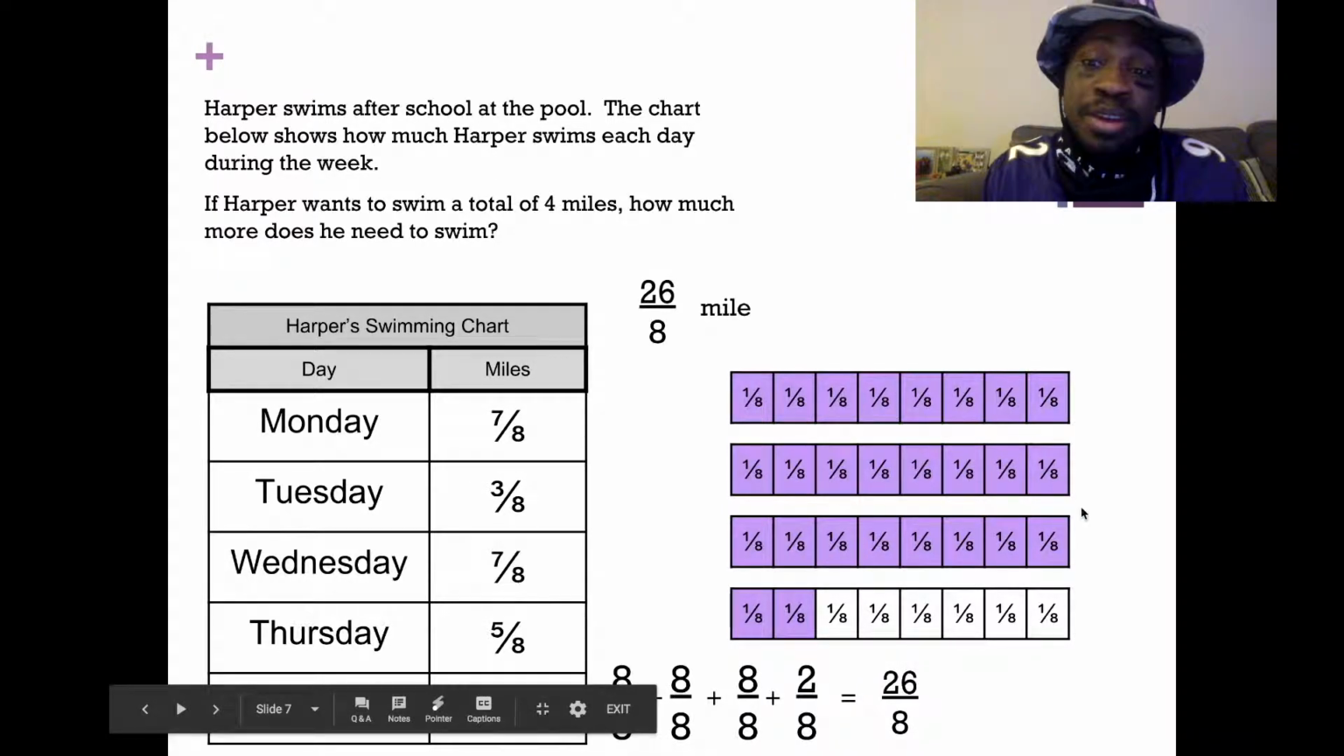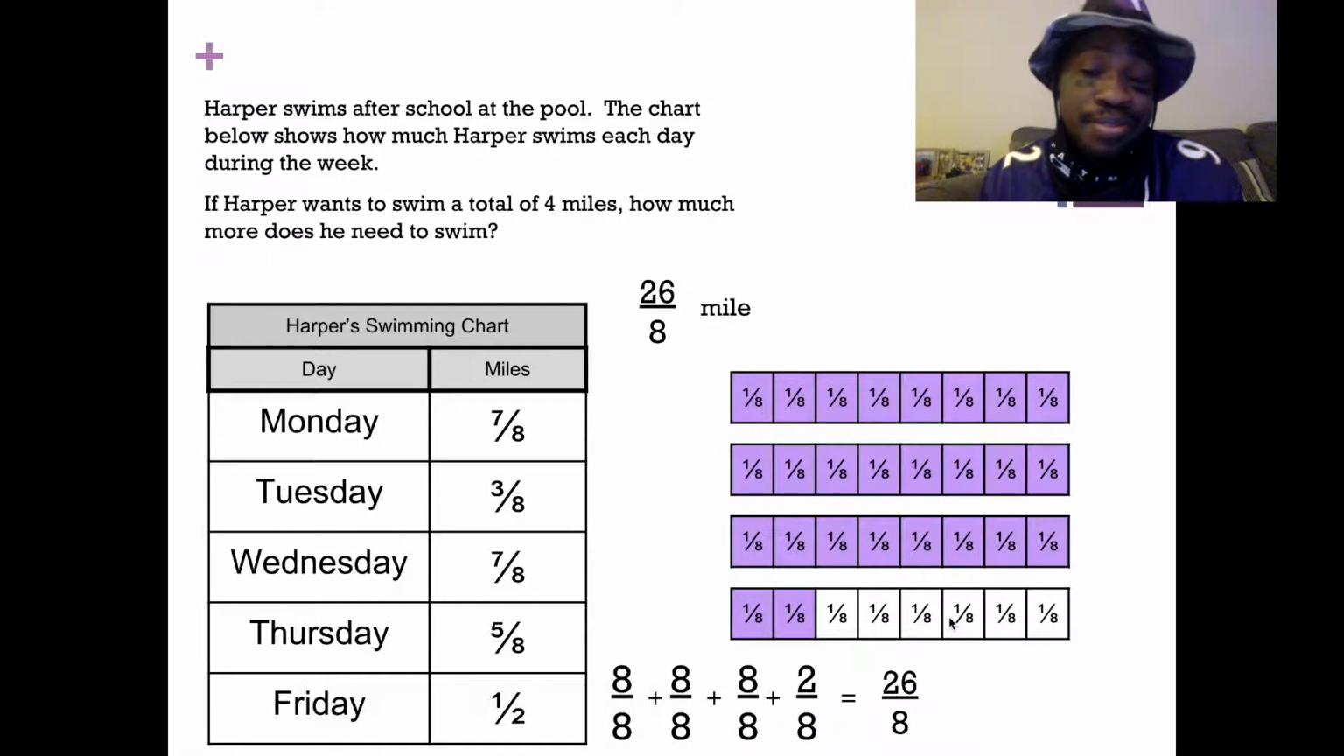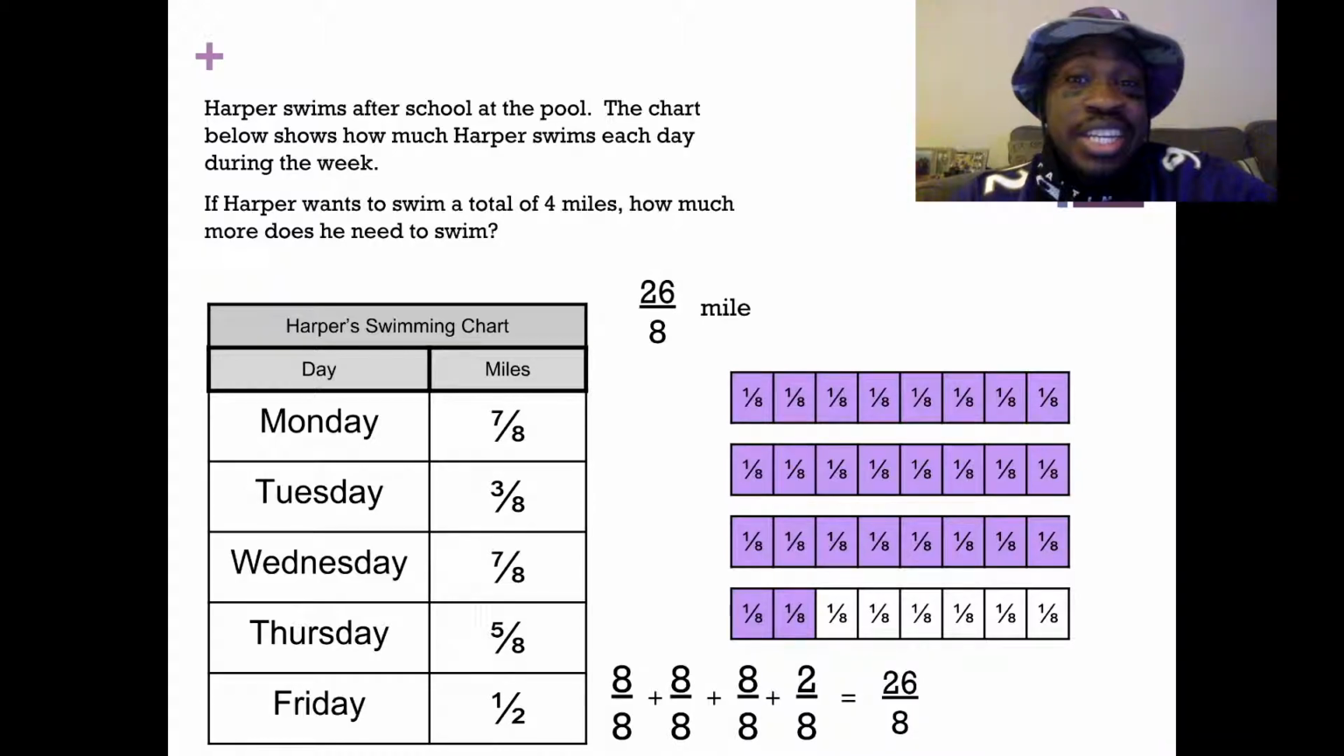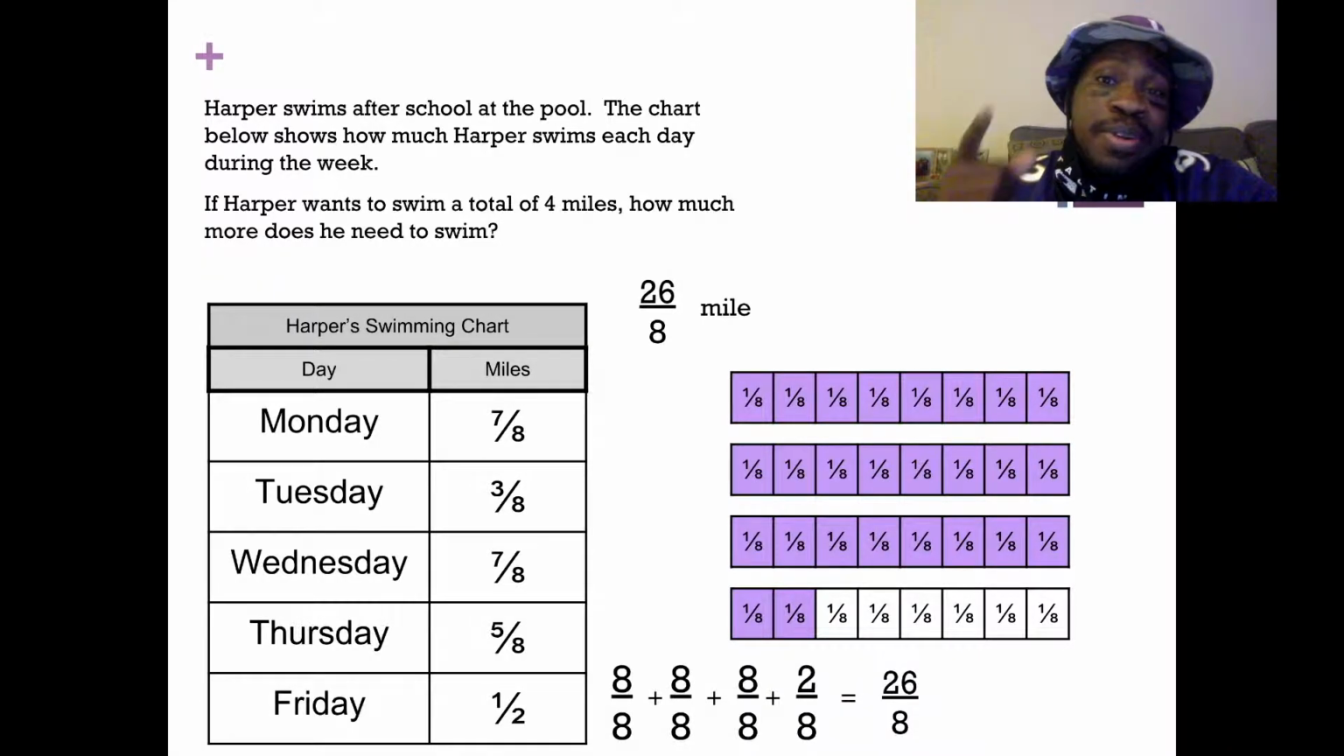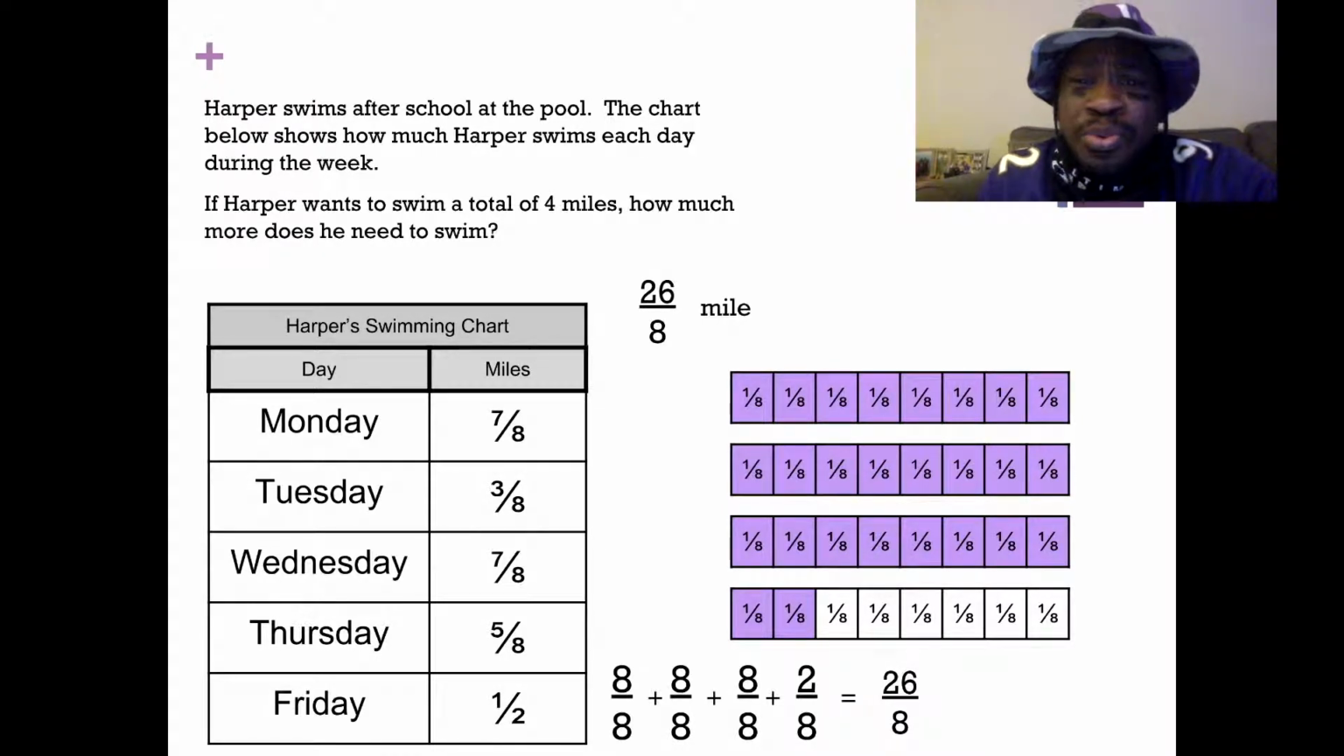If he had swam all of this, including this section right here, that would have been 4 miles. So then how many 8s would he have needed to swim in order to get to 4 miles? That would have been 8/8 plus 8/8 plus 8/8 plus 8/8, which would be 32/8. But since we have the model already set up, we can just count to see how much more he should have swam or needs to swim in order to get to 4 miles.